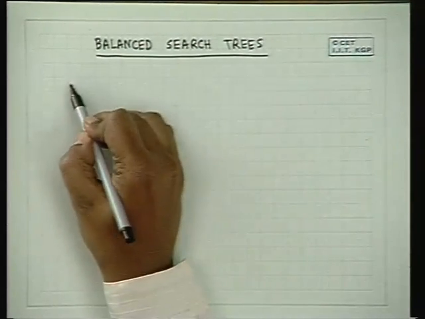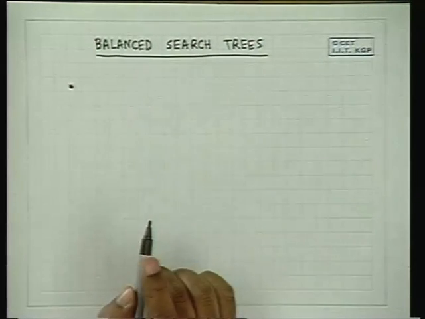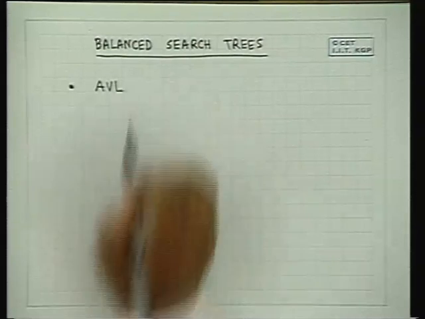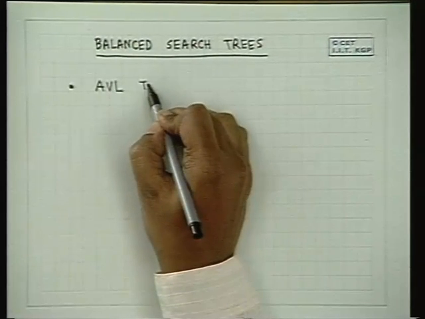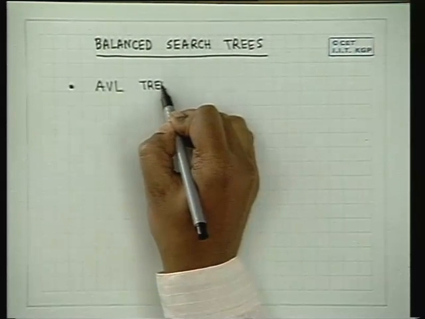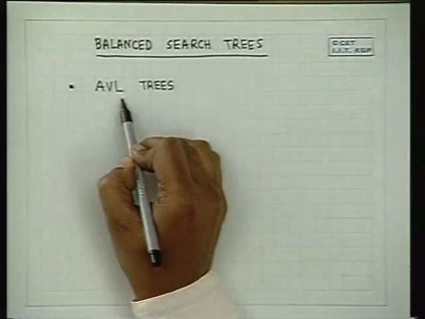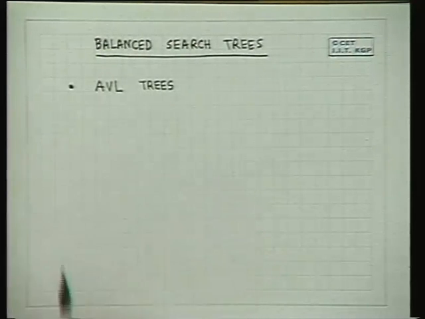The earliest and one of the most original balanced search trees was called the AVL tree. It is named after the people who discovered or invented this data structure, Adelson-Velsky and Landis. That is why it is called the AVL tree.